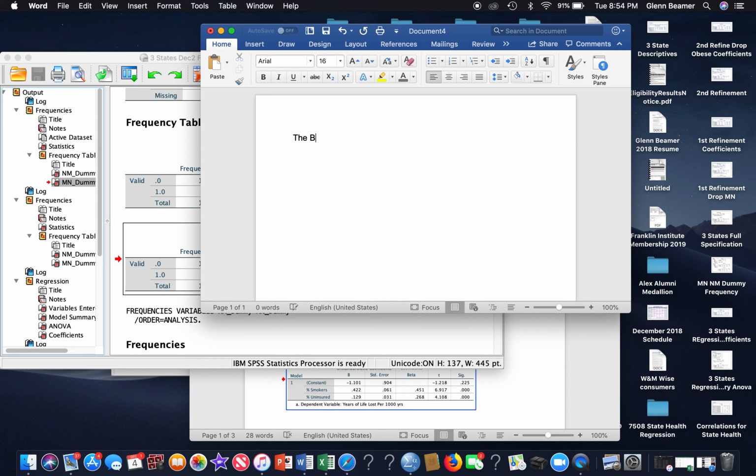And we'll just call this the basics of state health regression. And I have data from 3 states. It's county level, and it is from Florida, New Mexico, and Minnesota. And the data are arranged in that order, and so that's how I'll keep them.